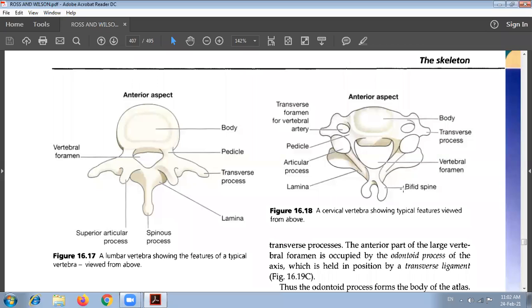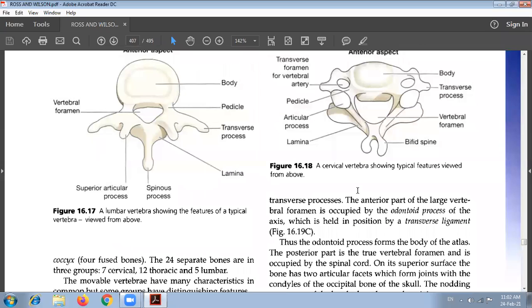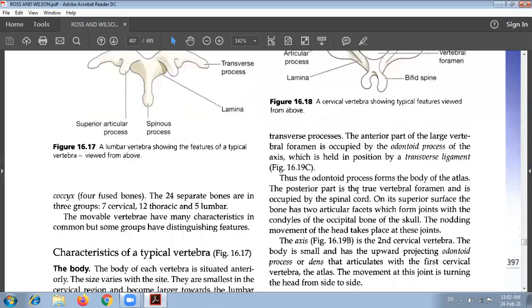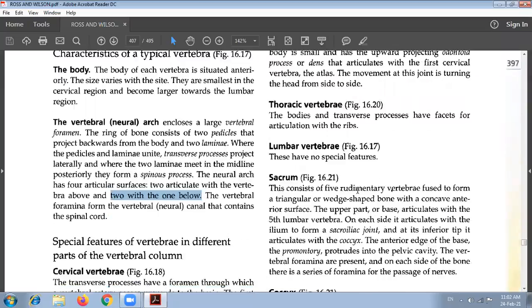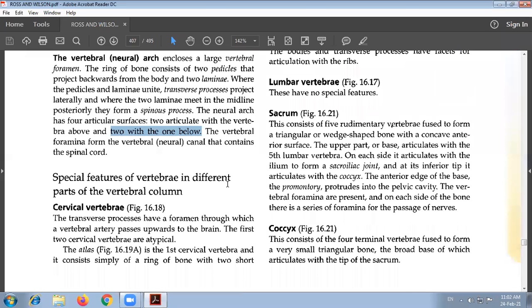The cervical region has a bifid spine. So here you can see the spinous process is single, but in this cervical vertebra you will observe a bifurcated spinous process. And this is the special feature of our cervical vertebrae. The cervical vertebrae are 7 in number.